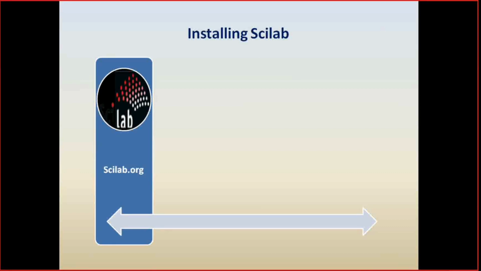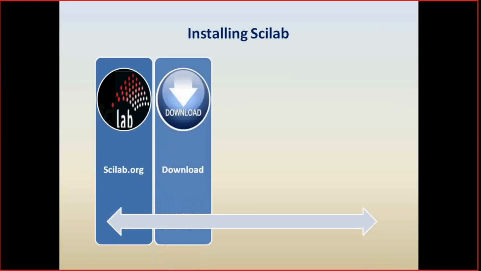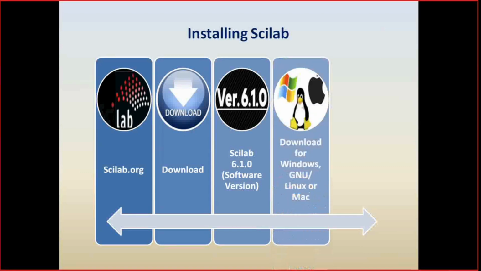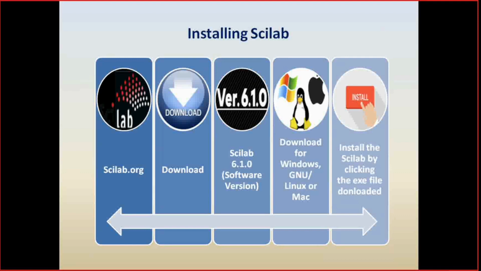How to install Scilab? In the browser, type scilab.org, click download, version 6.1.0 software version. Download accordingly to the operating system you have, Windows, GNU or Linux or Mac. Then install Scilab by clicking the exe file which is downloaded.